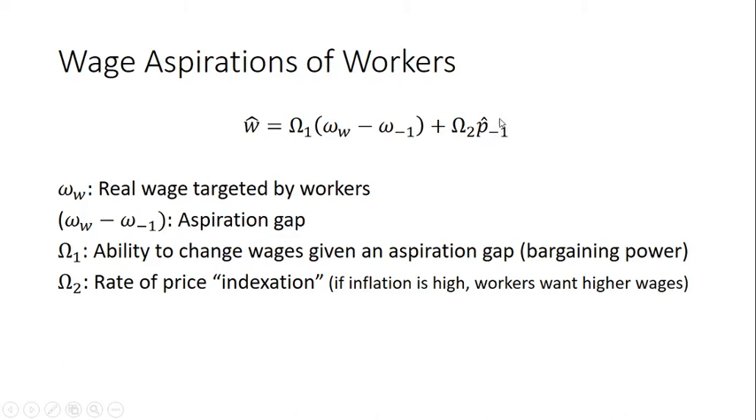Lastly, we can also index for changes in prices. So omega 2, the coefficient here, just says, well, how much labor unions effectively manage to convert an increase in prices into an increase in their wages.